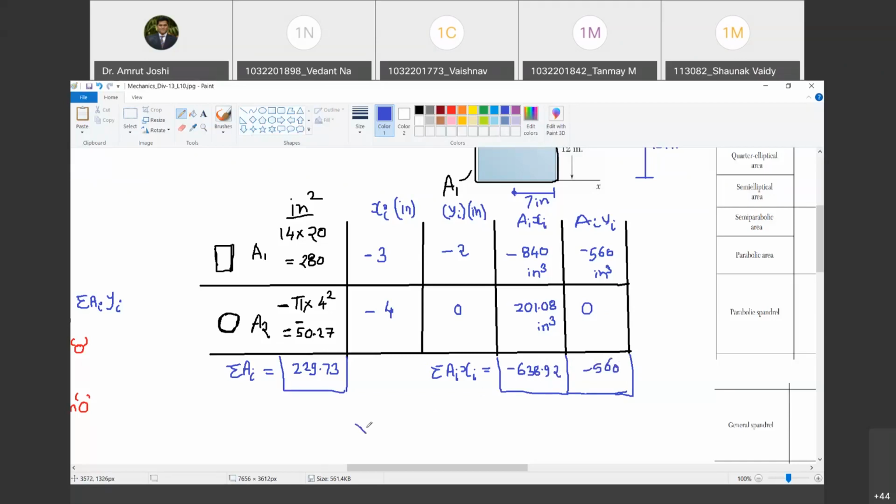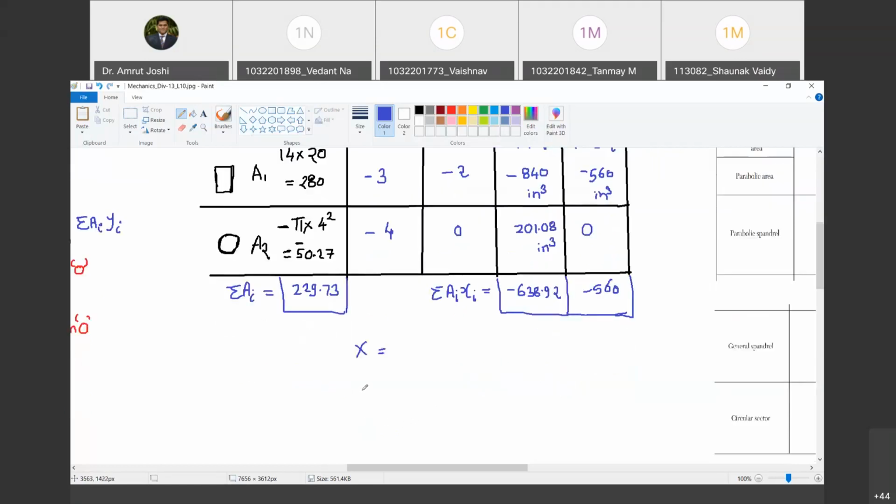So now can we locate x bar and y bar? What is x bar? Summation AI xi upon summation AI. I will not write down the formula now. You know it. So tell me. It's minus 2.78 inches. And what is y bar? It's minus 2.43 inches. Are you with me?